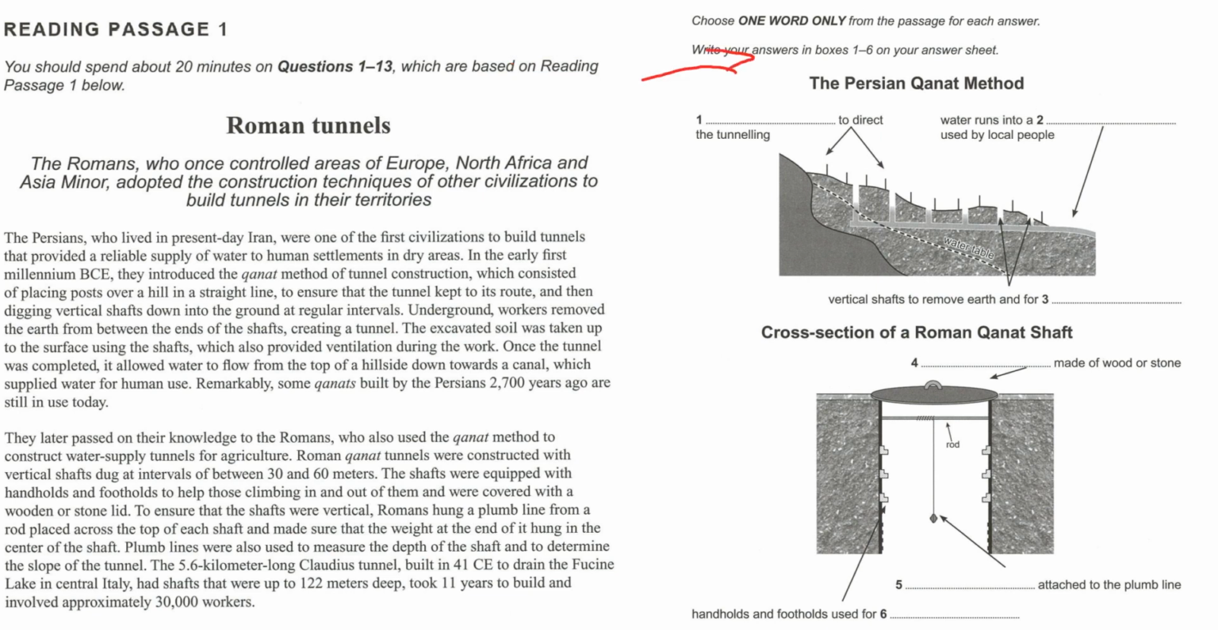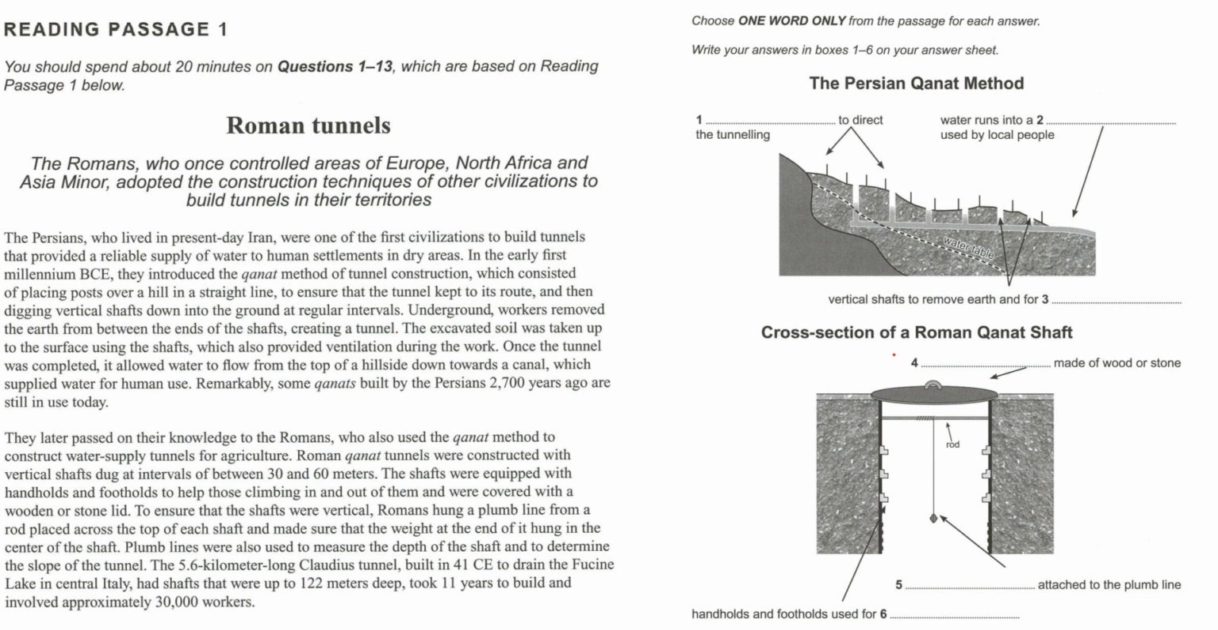I'm just going to go immediately to the diagram here. Now remember, or notice here that we are only allowed to write one word. That's it. So you have to be careful, very selective. The title is the Persian Qanat method, probably this word from Arabic. And then I have another title, which is cross-section of a Roman Qanat shaft. Now notice Persian Qanat and Roman Qanat. I was just going to say it in the way we say it in English.